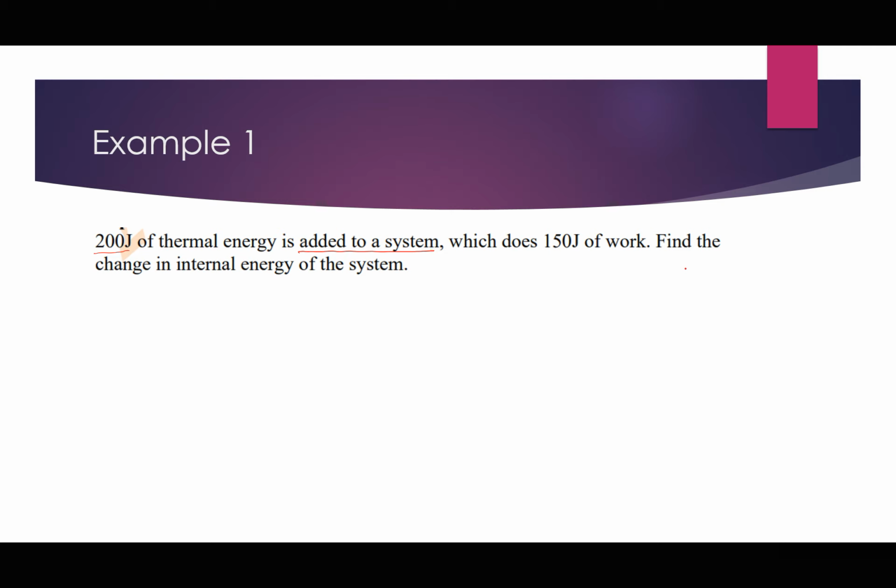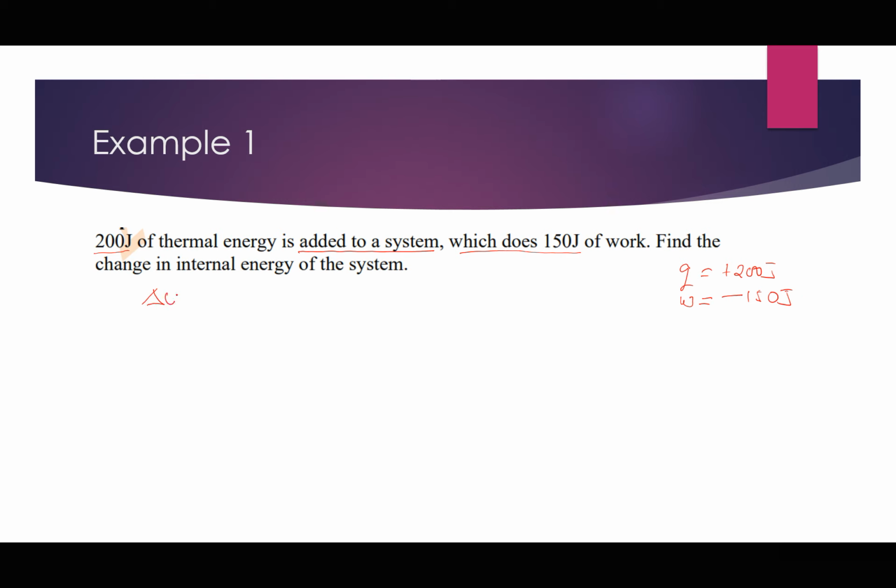So first I will say Q is positive because thermal energy is added. So this will be positive 200 joules. Find the change in internal energy of the system. They said the system does work. It means that it is the system which is doing work. Because the system is doing work, according to the sign convention, work done by the system is negative. So this will be negative 150 joules.